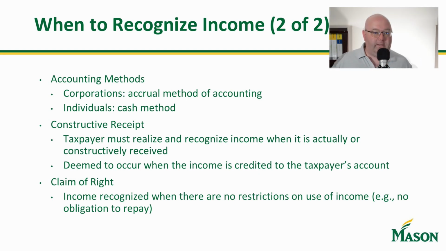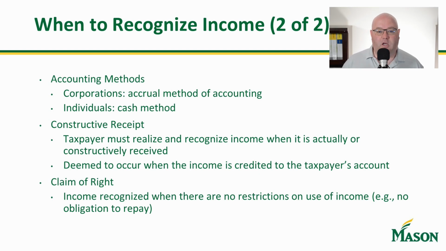Individuals are cash basis taxpayers. Constructive receipt: taxpayers must recognize income when it's constructively received. So does that violate the principles of the accrual method? The answer is no, because income is constructively received when it is owed to you, and therefore you will pay taxes on it at that time. So that actually does not violate the accrual method.